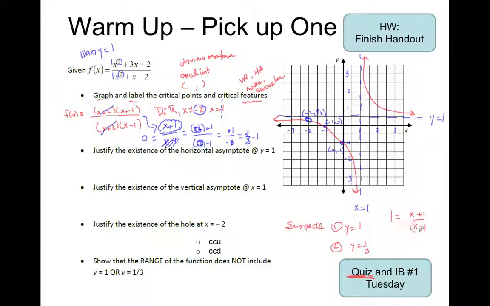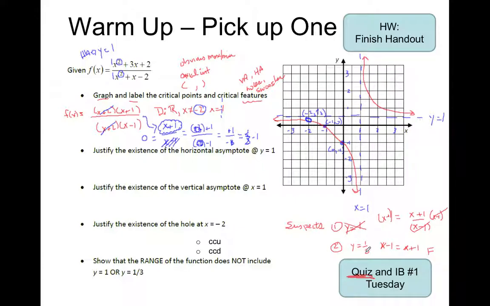I multiply both sides by x minus 1, and I get x minus 1 is equal to x plus 1. The x's cancel out, and I get negative 1 is equal to positive 1, which is a false statement. So I know that this function will never hit y equals 1. So this is out of the range. My graph is pretty correct.